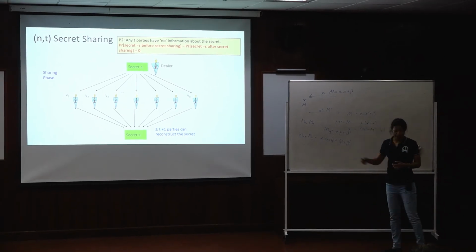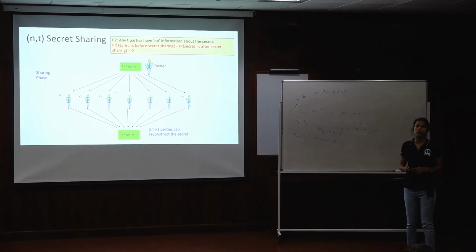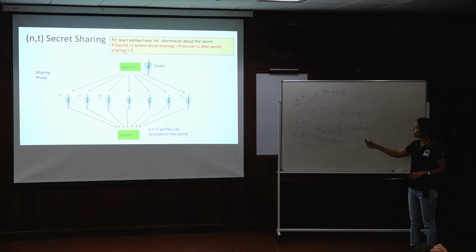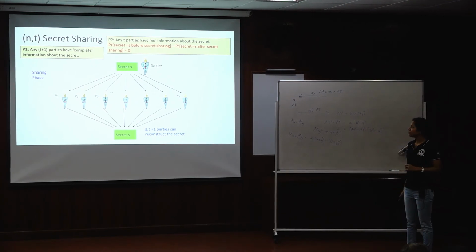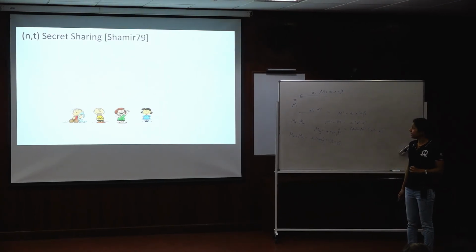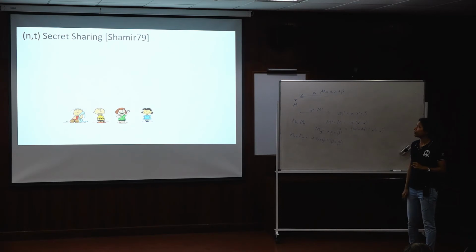Yeah, so I have already mentioned that if T plus 1 or more parties come together, they should be able to reconstruct the secret, and that's the correctness. So these are the two properties we would like to have from (N, T) secret sharing, and we get both from the famous scheme by Shamir.